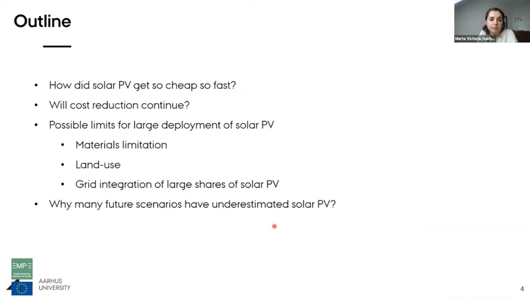I have structured the presentation as follows. I would like to discuss briefly how solar PV got so cheap so fast, and so enabled the fast ramping up of the technology. Do we expect that the cost reduction will continue? Then, do we see any possible limitation for large deployment of solar PV in terms of material limitation, land use, or grid integration of large shares of solar PV? And then I would like to devote some minutes to discuss why many future scenarios have underestimated solar PV, which is strongly related to the previous presentation.